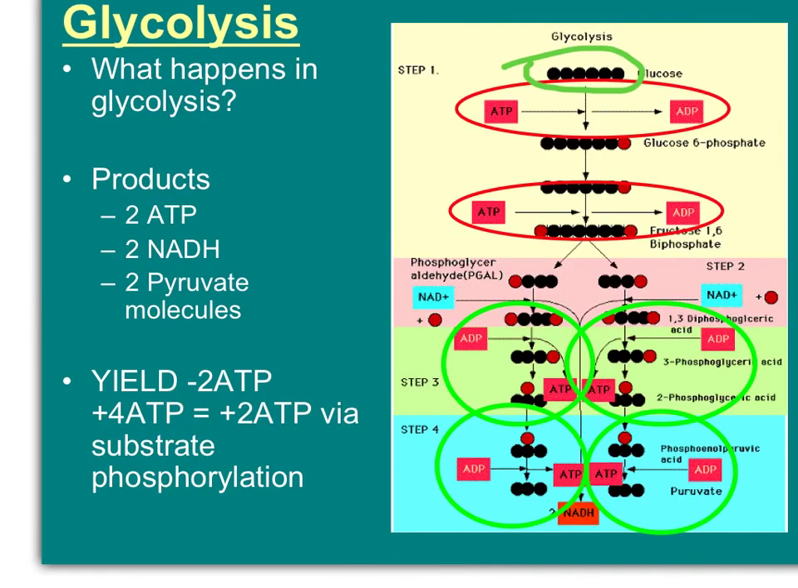Notice, look at this. All of a sudden, we've gone from having one phosphate here. What happens here? We have two. Where did it come from? NAD. So NAD, what is NAD?